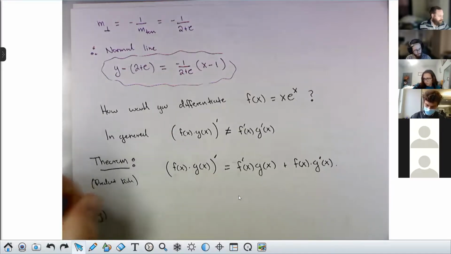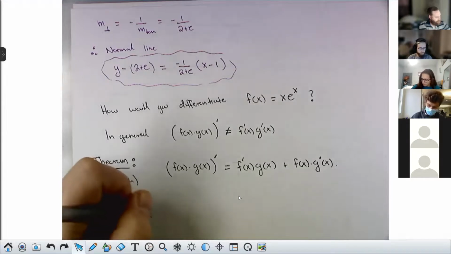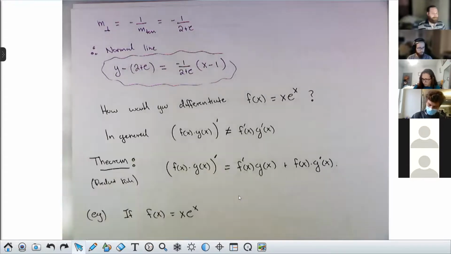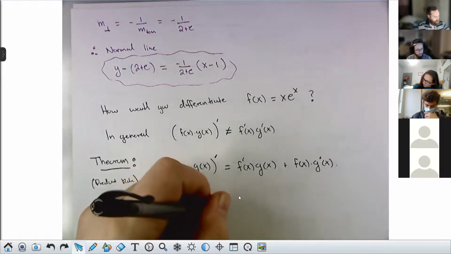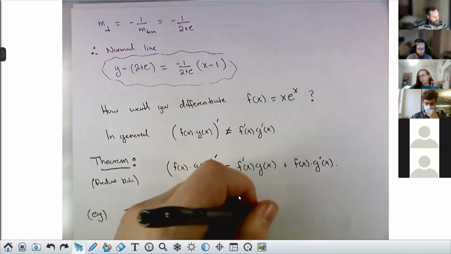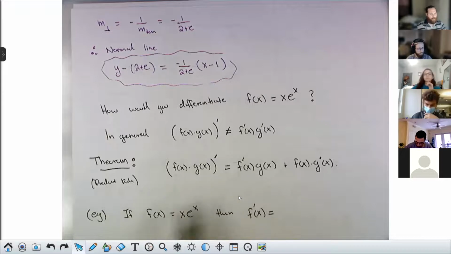So if I wanted to differentiate, I have to think of each of these as being their own little function. Now don't confuse yourself with the labels. I'm using f and g for the two functions in the product here, and I'm using f for the overall function here. But this is like my little f, and this is like my little g.